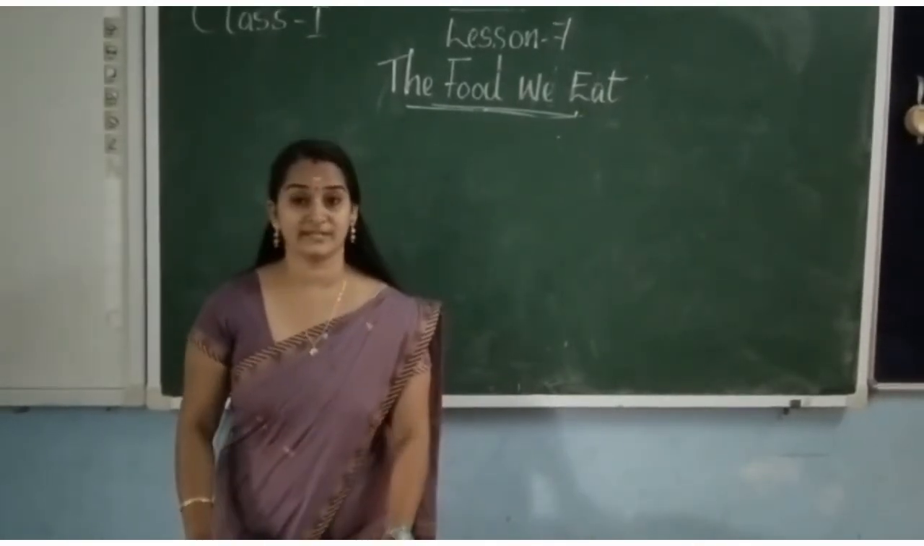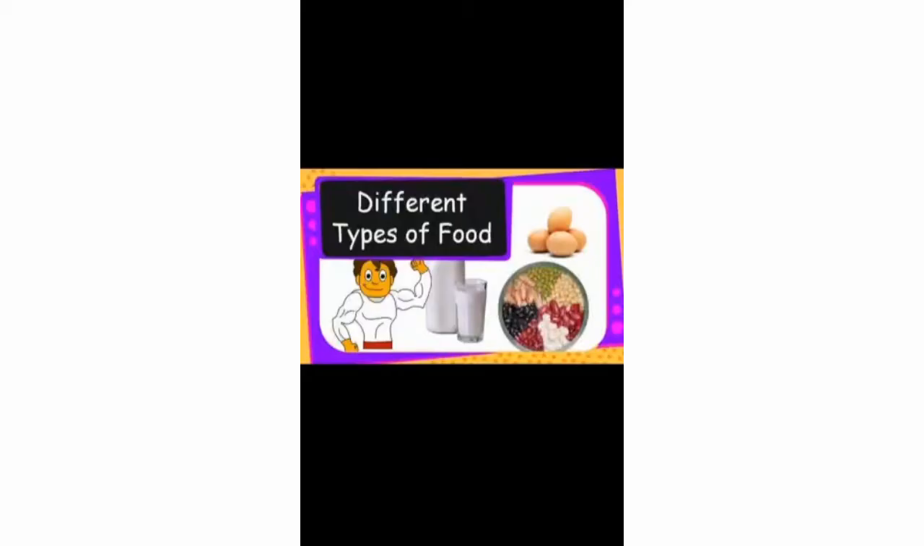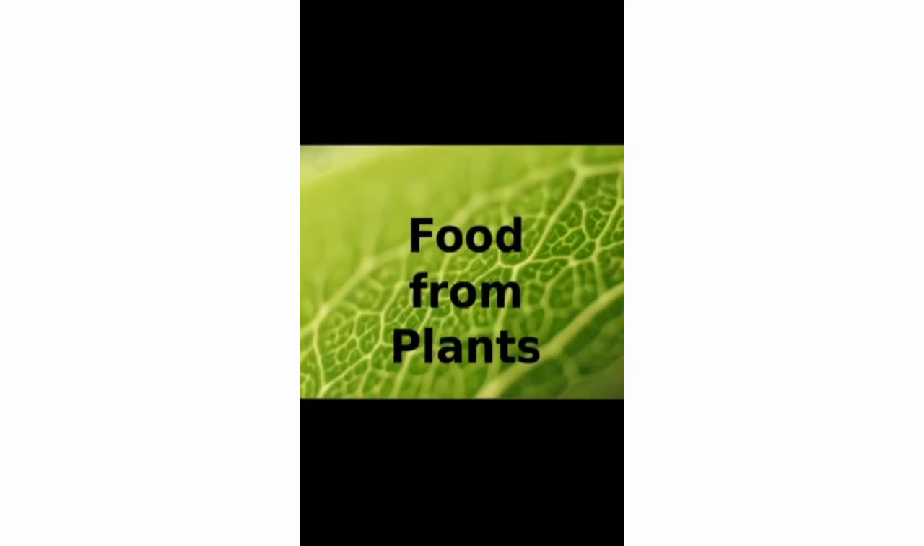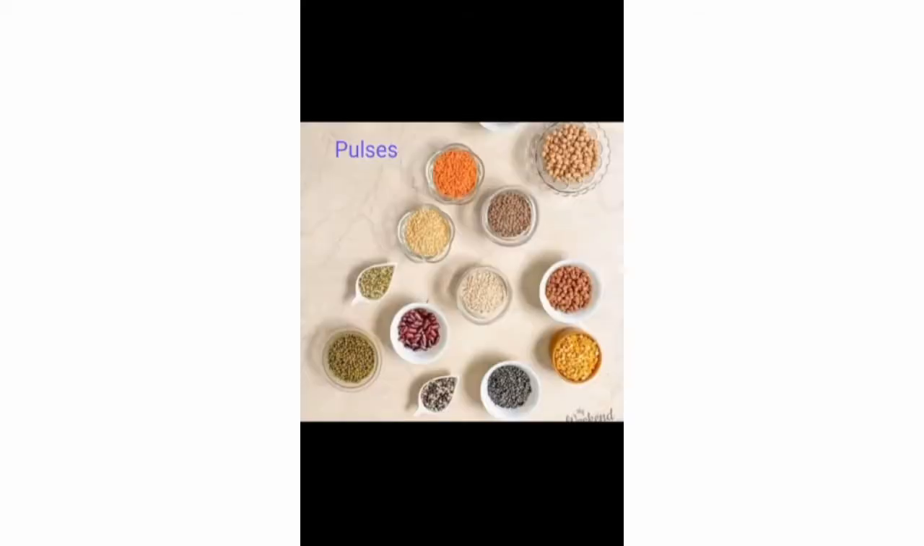Children, now let us learn the different kinds of food. Food from plants. We get cereals and pulses from plants. Rice, wheat, jowar and bajra are cereals. Dals, rajma and chana are pulses.